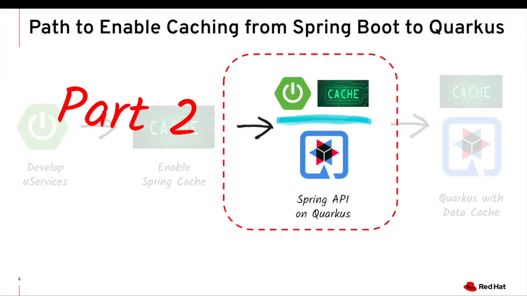In this video, I'll showcase how to migrate an existing Spring Boot application and run it on top of Quarkus. If you haven't had a chance to watch the first video, please make sure to watch it before you go through this one, because in the first video you can learn how to develop a microservice based on Spring Boot and enable Spring Cache to get a higher performance microservice application. And we're going to use the same application in this demo as well. All right, let's get started.